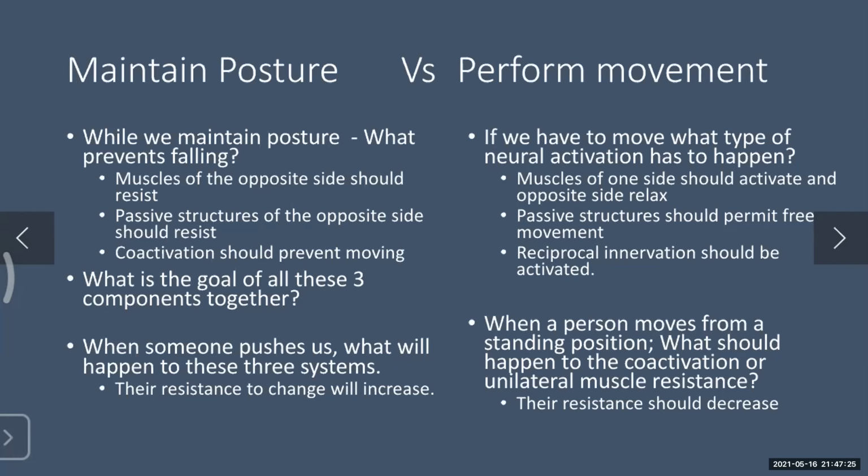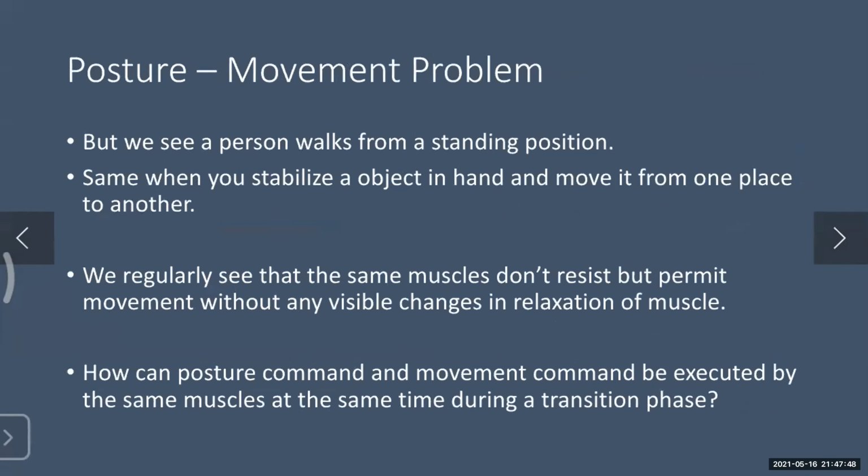Now, when a person moves from a standing position, the co-activation or the unilateral muscle resistance should all decrease, correct? Then only a movement will be permitted. We see that a person walks from a standing position very easily, right? He doesn't remain in the same position, he moves. Not only standing and moving, even when you're holding an object in your hand, you can very easily move it from one place to another, right? When we are transitioning between these two, we see that there is a smooth transition. We don't see any jerk.